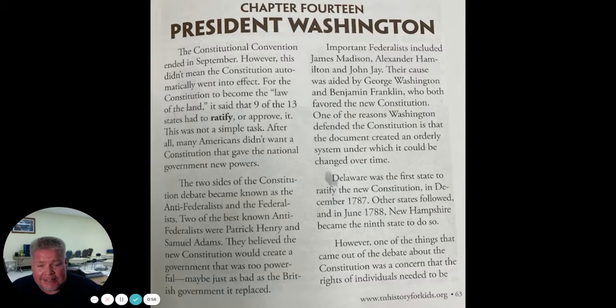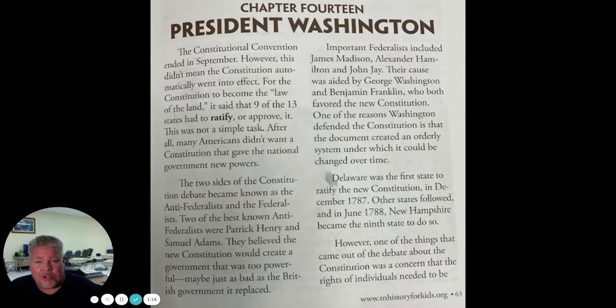So let's take a look at this first page here, and make sure you listen and read it completely. Use the text to answer the question so you can make a good grade. Go back and find the evidence in the text to support the answer you choose, okay? So here we go. President Washington.